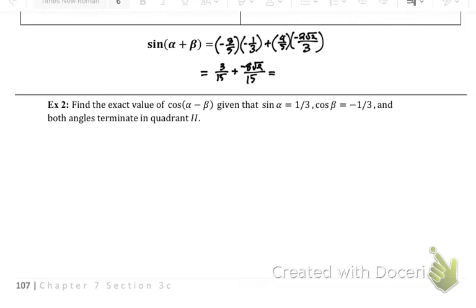I can push these together. I cannot do the addition, or subtraction, I should say. So on the top, 3 minus 8 square root of 2/15. As a reminder, do not do 3 minus 8. It's connected to that square root of 2. We have to leave it as is, and that's our final answer.